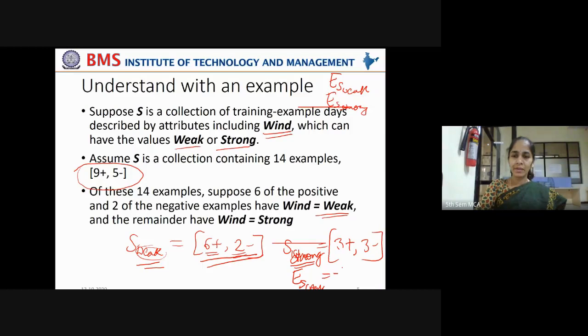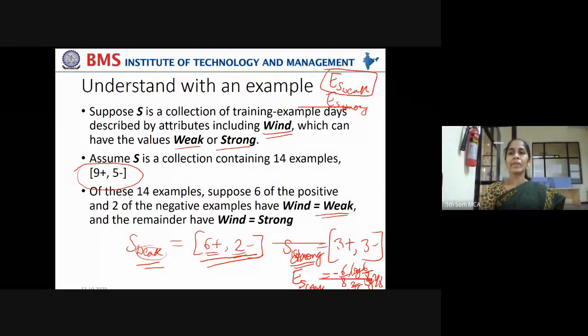Minus 6 by 8 log 6 by 8 minus 2 by 8 log 2 by 8. That will give you the entropy for S of weak. Then in the same way you calculate the entropy for S of strong also. Now substitute that in the information gain. What is the formula for information gain?